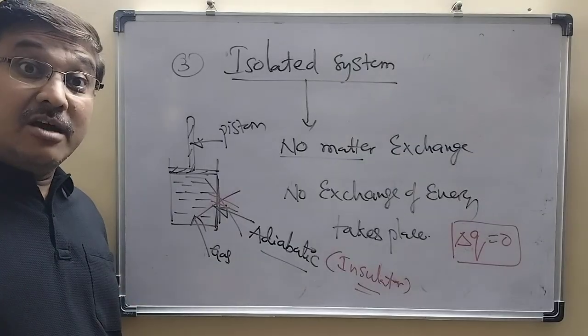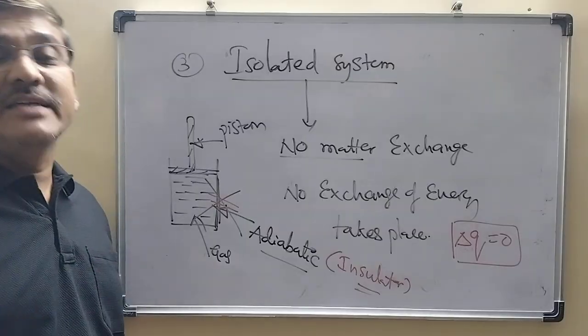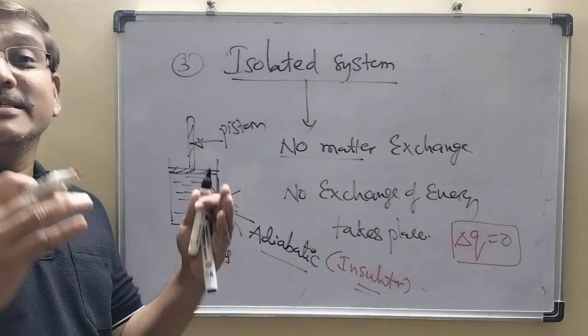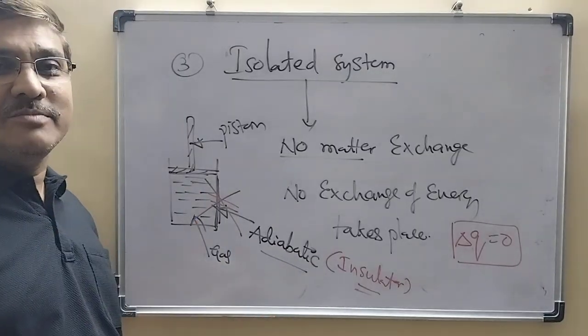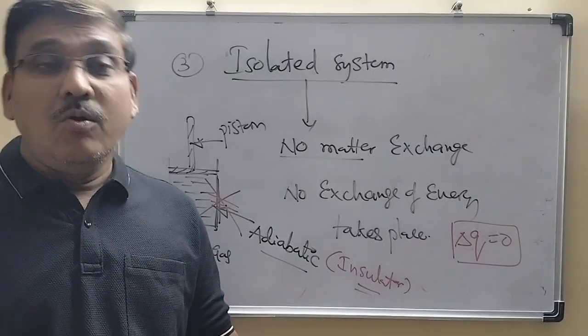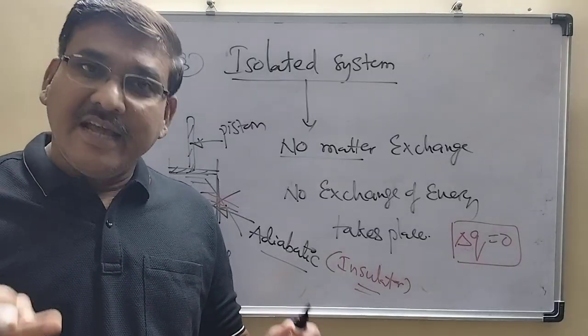Whereas in the open system, both matter and energy exchange is taking place. In the closed system, matter exchange is not possible, but energy exchange is possible. So these are the three systems: open, closed, and isolated. We have discussed in this lecture.